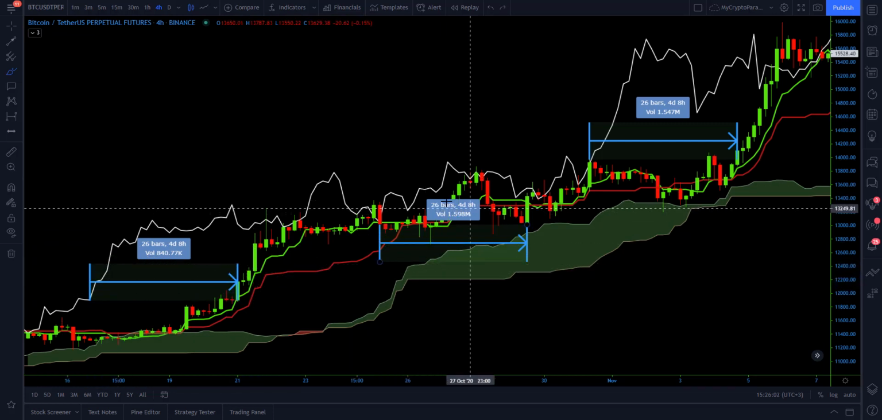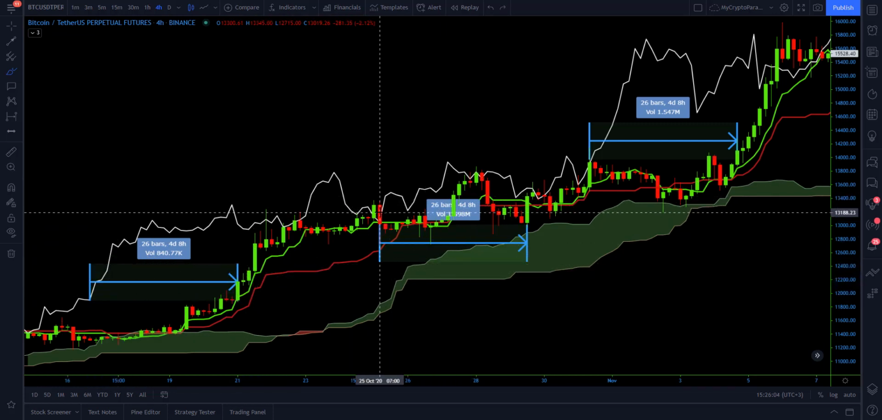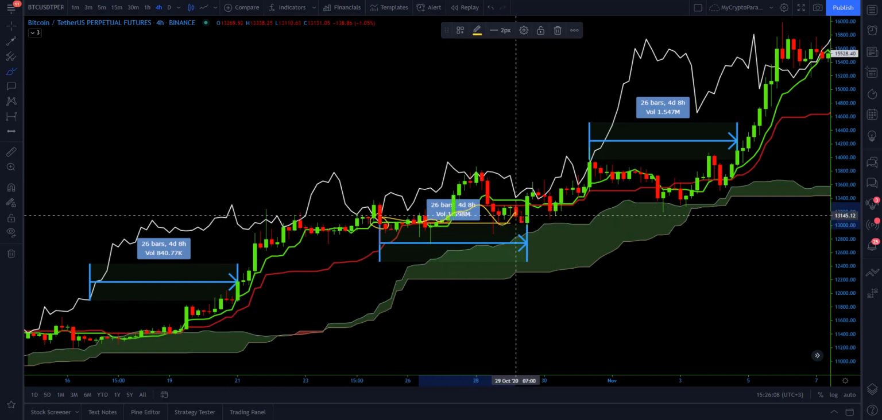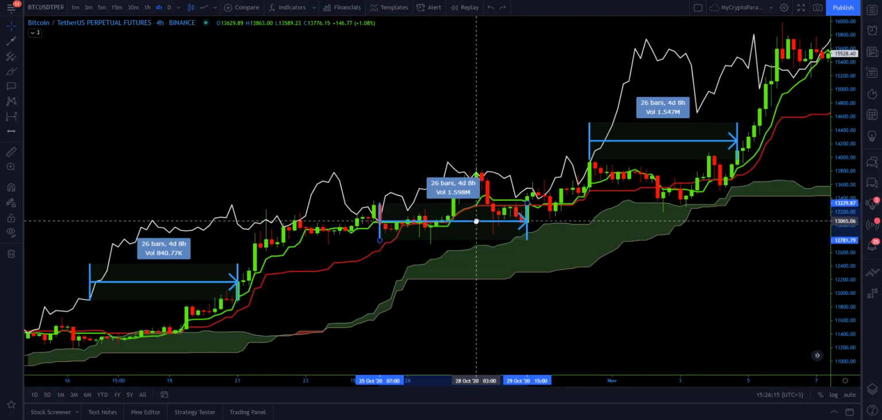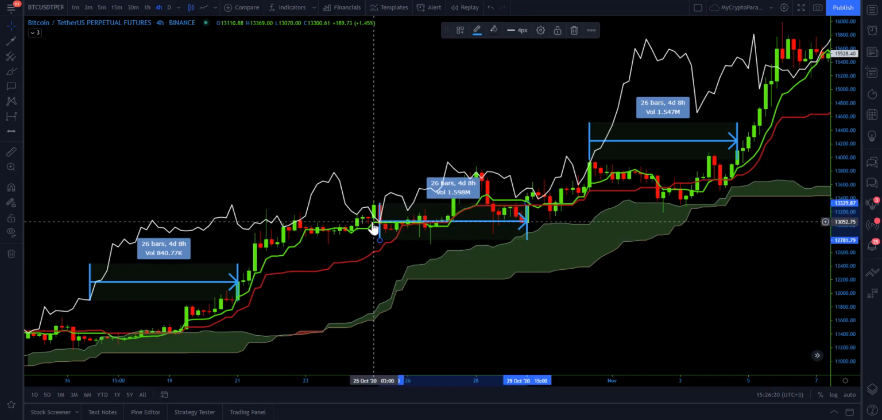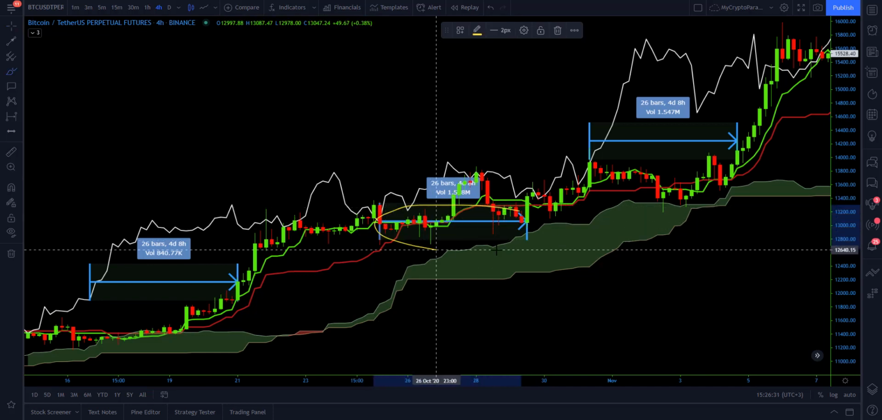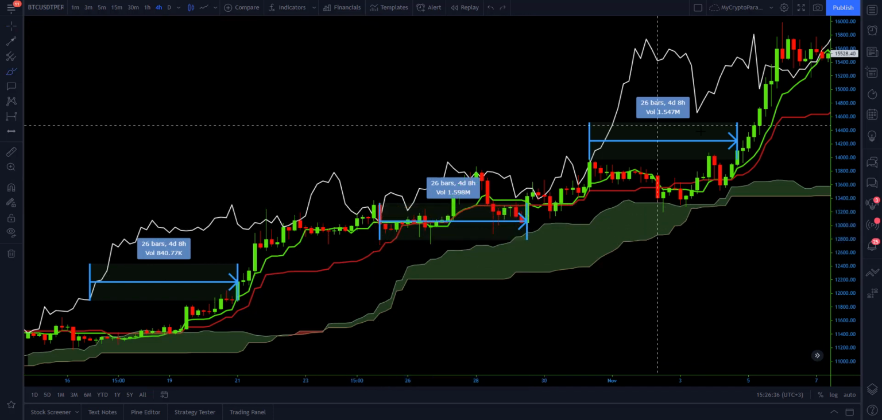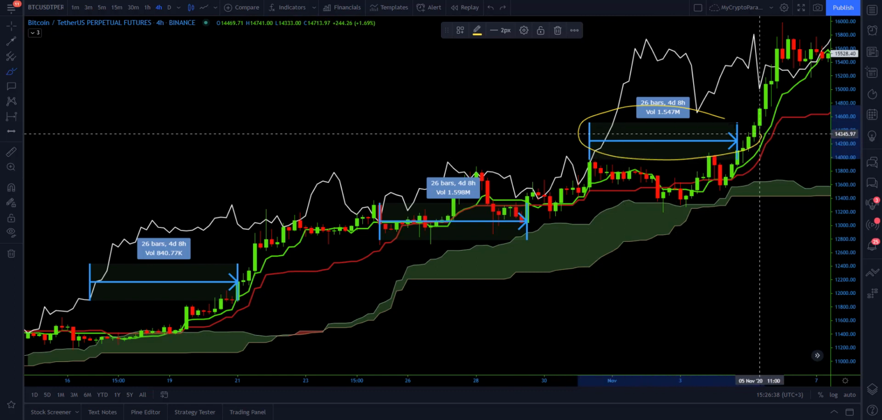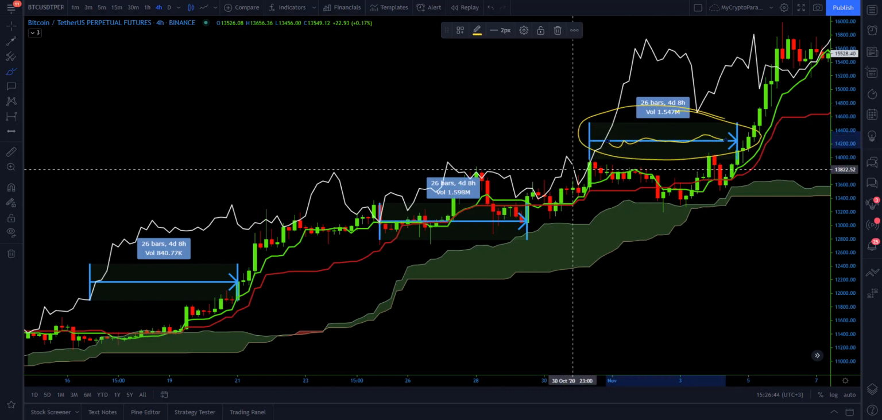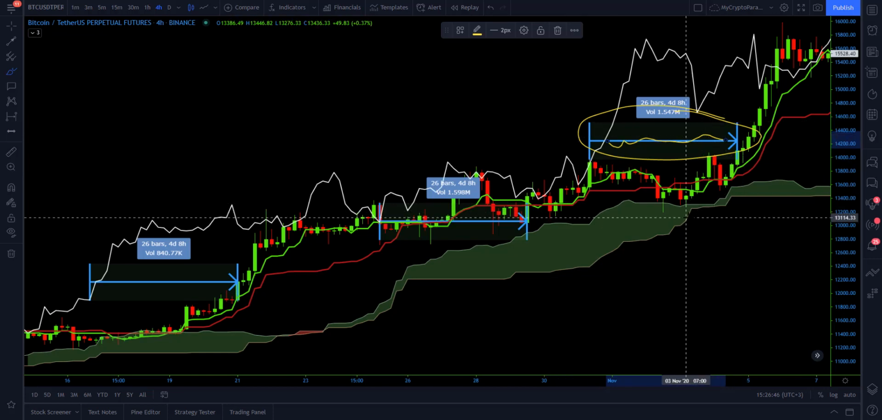But if we move forward, we can see that between the lagging span and the price, there was a lot of price action going on. I can simply adjust it up so you can visualize what is happening, how many times price was crossing this area between the price and the lagging span. But moving forward, yet again, we can see a clear space where nothing is in between the price and the lagging span, indicating that the trend is bullish.